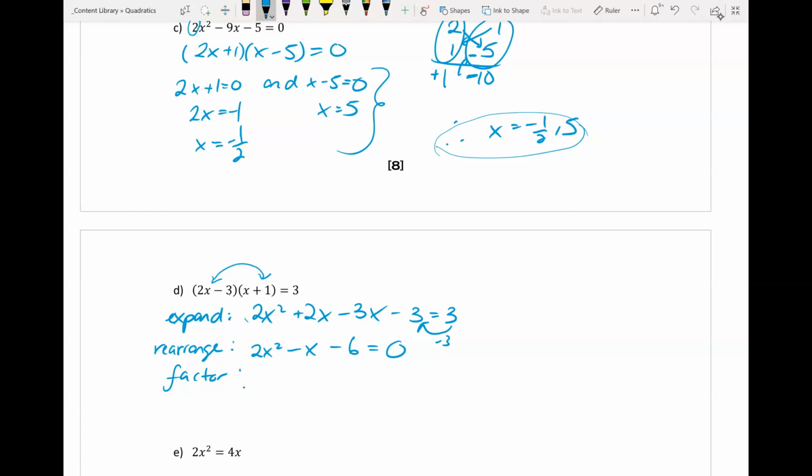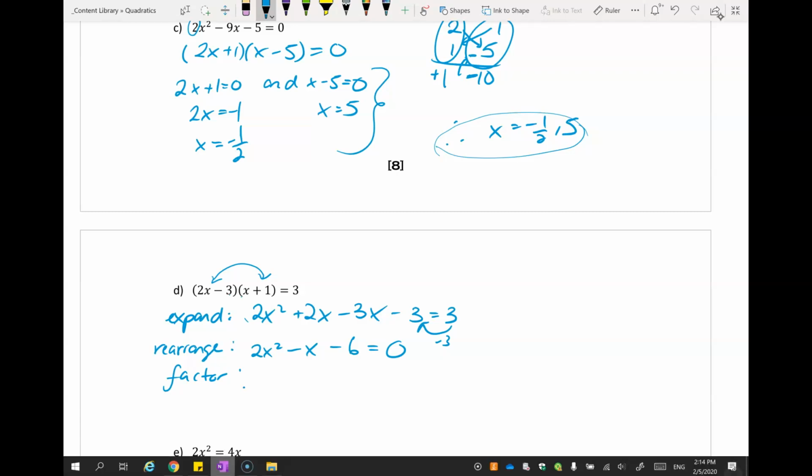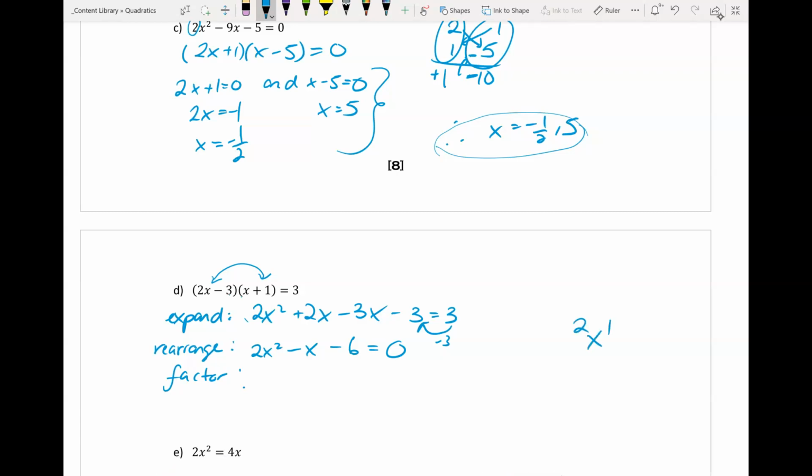And we're going to use the box method because we have a coefficient in front of our x squared. So our factors for 2 is 2 and 1. And our bottom one is 3 and 2, or 6 and 1. But this 3 and 2 is going to work. So 2 times 2 across is 4. 1 times 3 across is 3. And if I had a negative 4 and a positive 3, I can recreate that negative 1. Those are what's going to go in my brackets. So we have 2x plus 3 and x minus 2 is equal to 0.